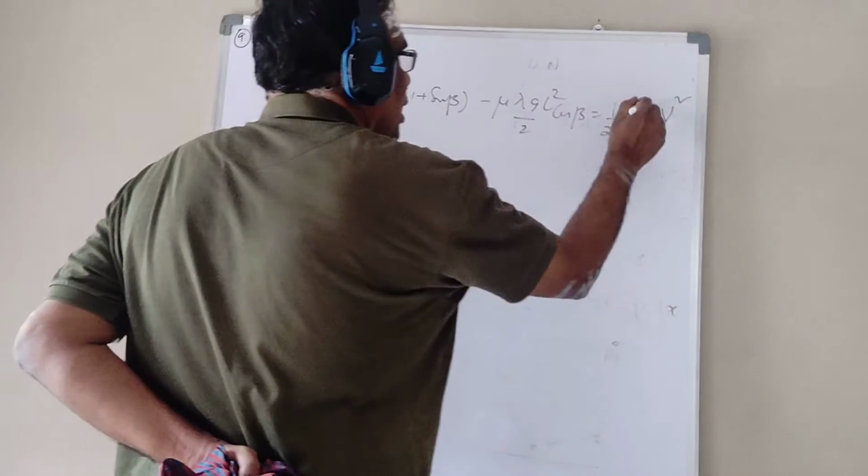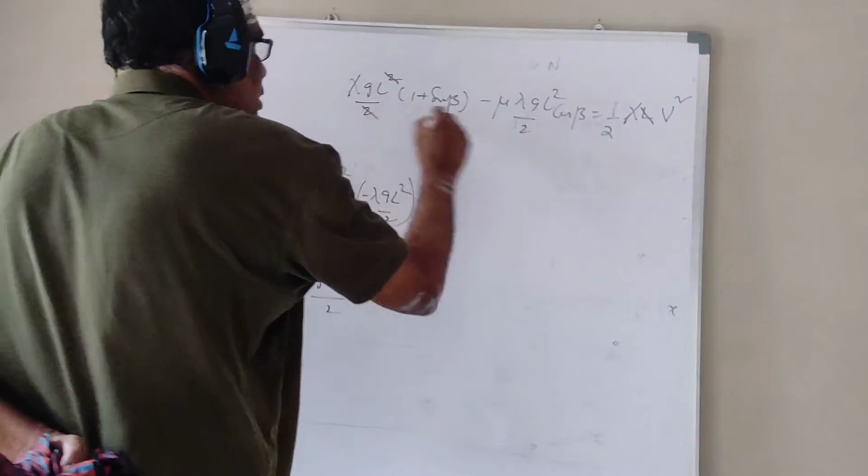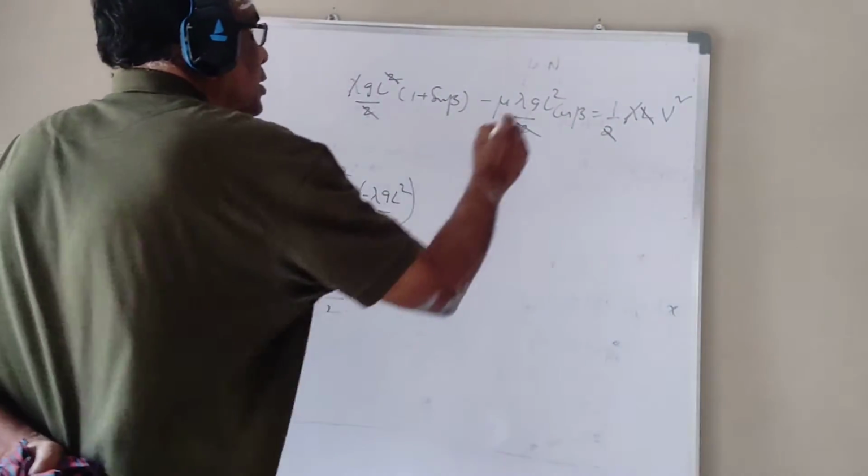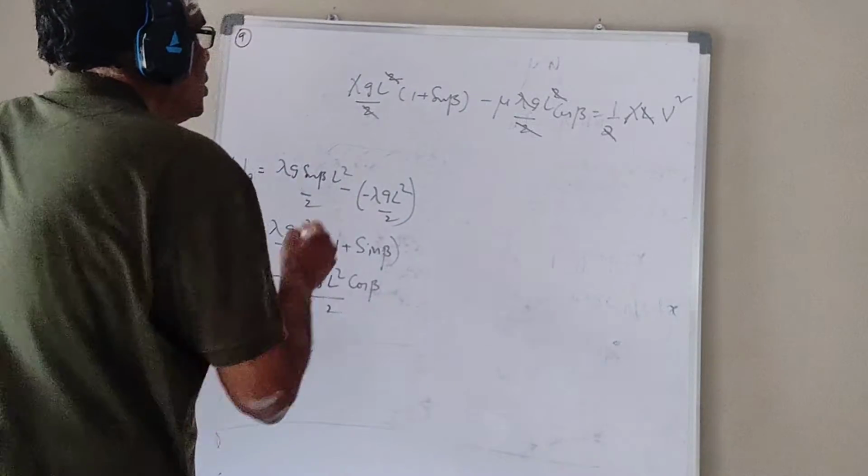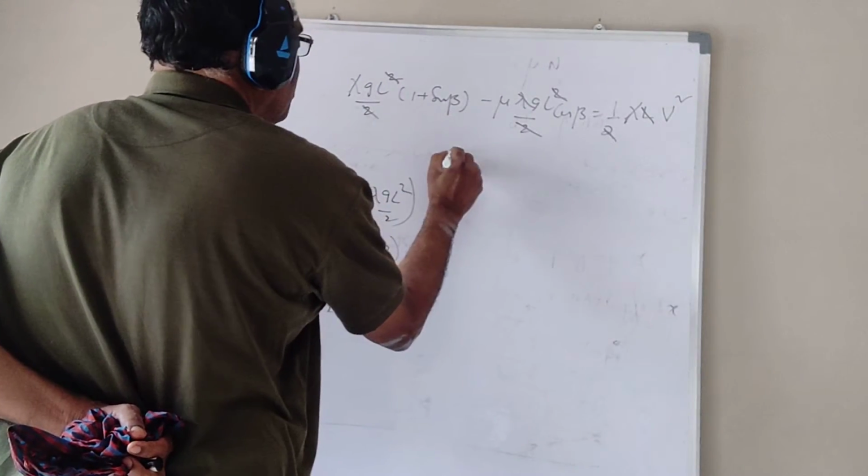Lambda L gets cancelled everywhere. Incidentally, it also gets cancelled everywhere. So what are you left with?